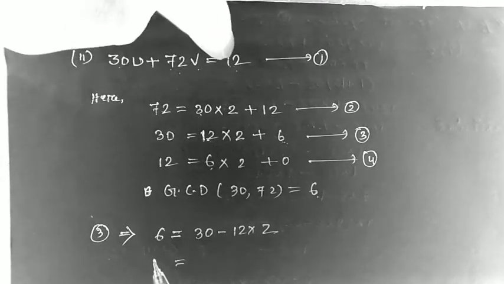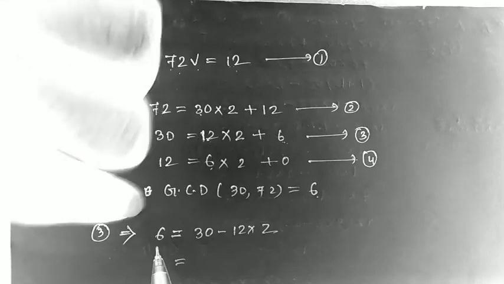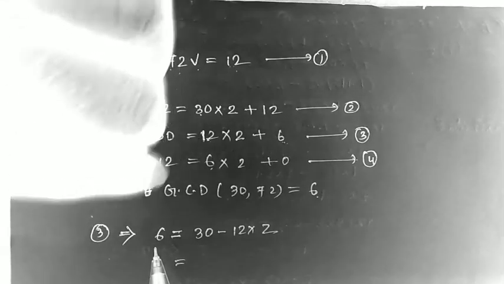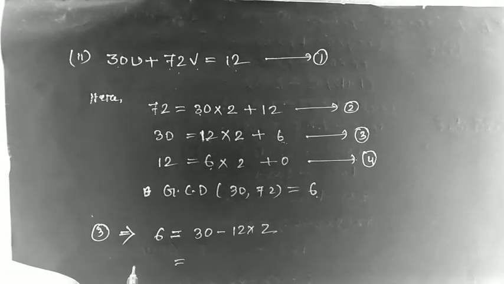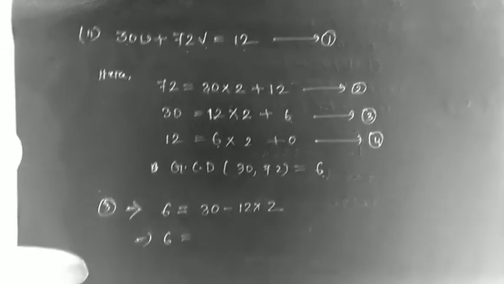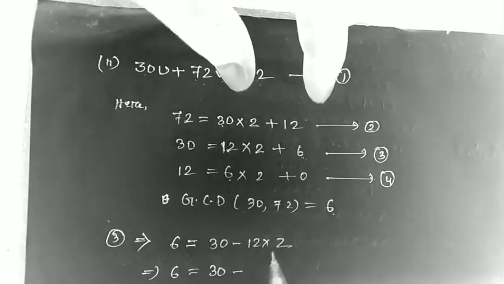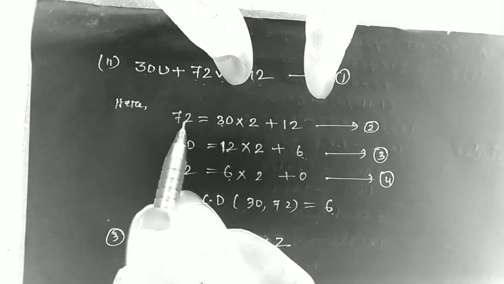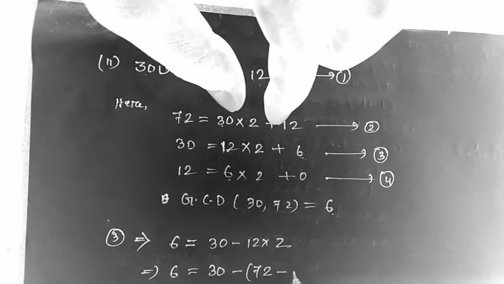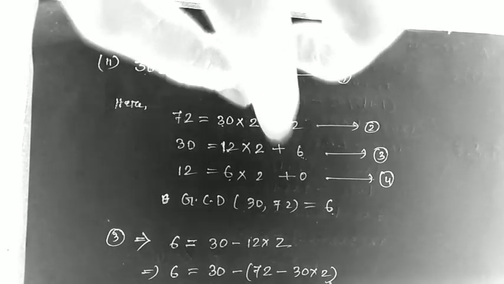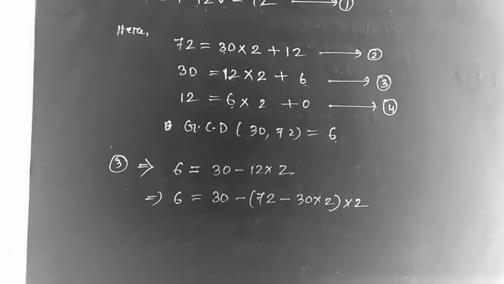So now which equation will we take? Where 6 is present as the remainder, we get the GCD 6, and this 6 is present in equation number 3 as the remainder. Here also 6 is present, but we can't take that equation because there it is not the remainder. So we will take equation number 3, which implies 6 is equal to 30 minus 12 into 2.